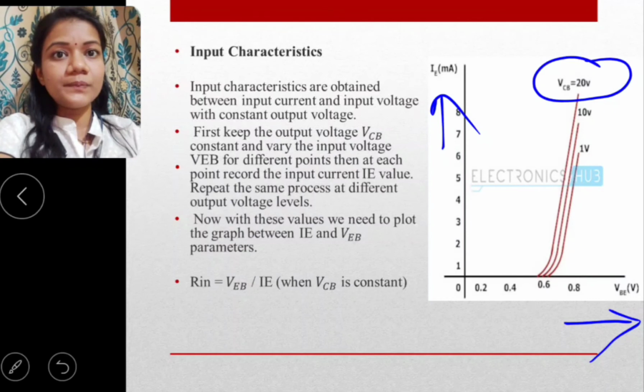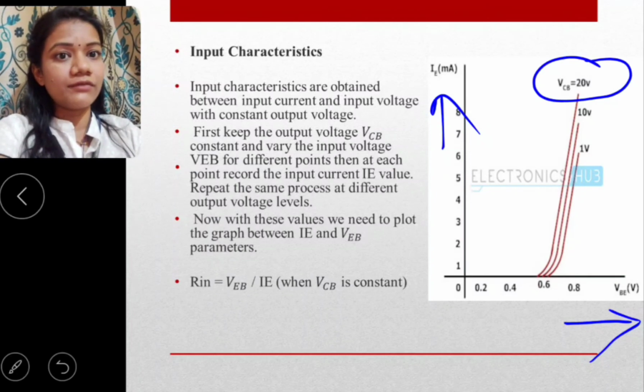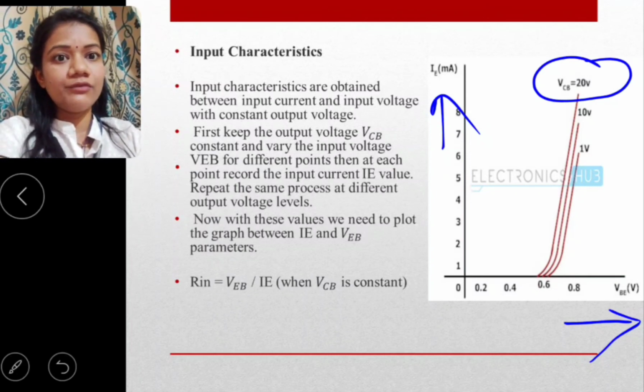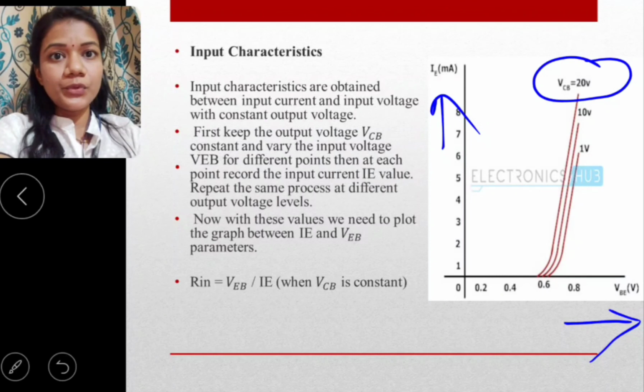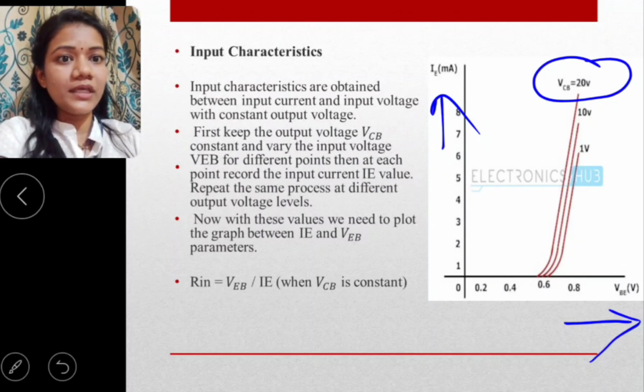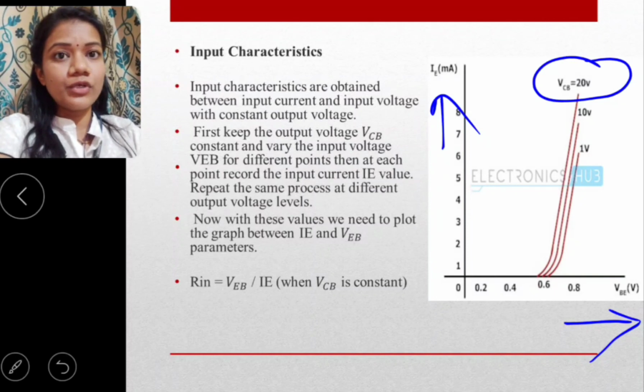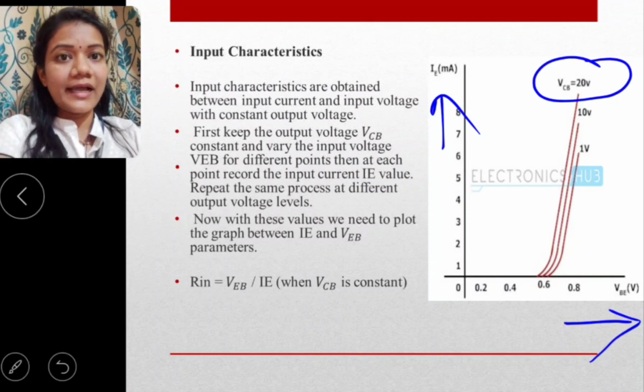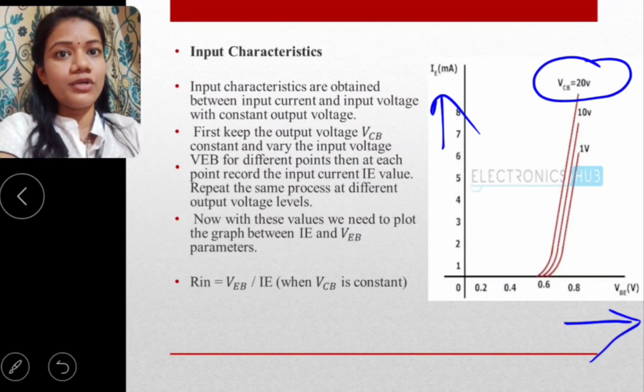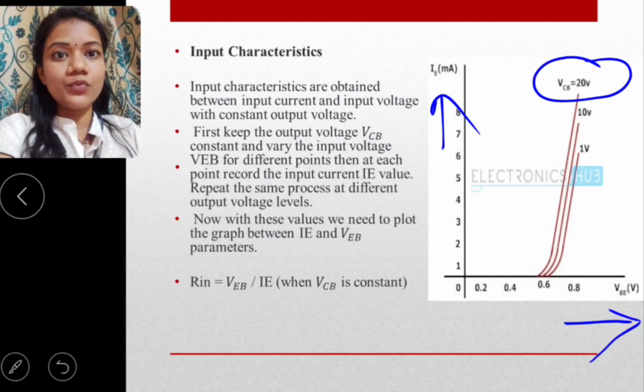So we have to keep the record of those readings, and after this we have to plot the graph. It is between IE and VBE. So input resistance, Rin, is equal to VEB upon IE, that is input voltage upon input current at constant output voltage. So Rin is equal to VEB upon IE at constant VCB. This is your input characteristics.